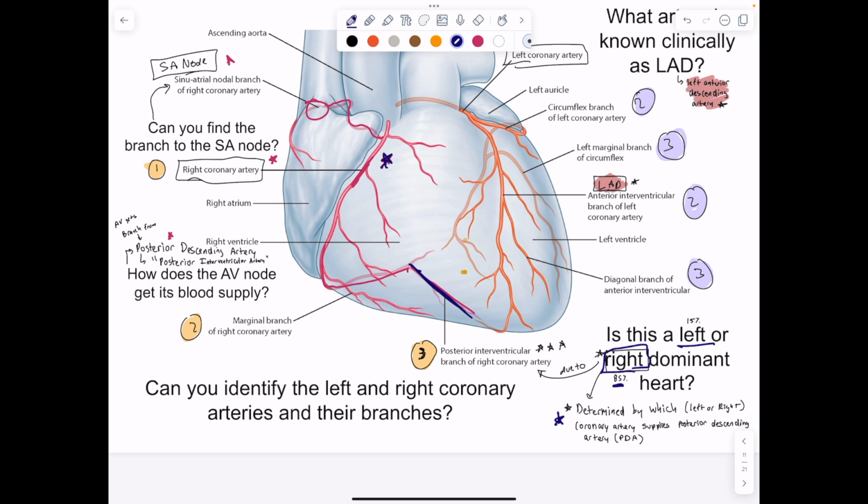All right, that's 85% of people; 15% of people have the left dominant heart. And the AV node, which is the second main point in our conduction pathway within the heart, right, goes SA to atrium to AV node, that is going to get its blood supply from a branch of this posterior descending artery. Okay.